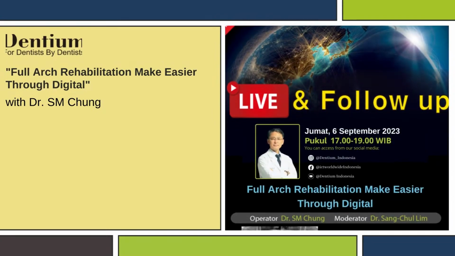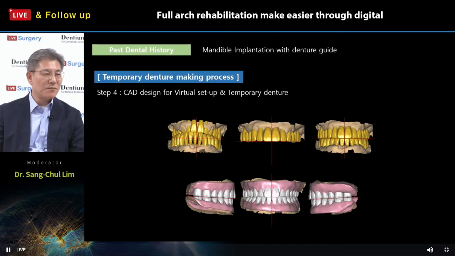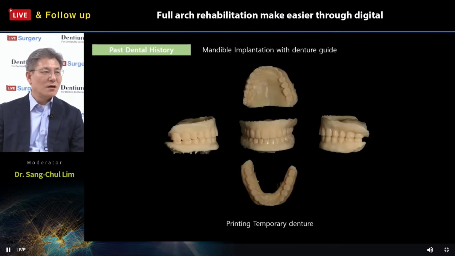Occlusal plan can be obtained. Okay, so CAD-designed virtual setup and temporary denture. This process gives us good information: the teeth size, the midline, and the occlusal plan. All this information is a very important factor in making a final restoration in the case of a full edentulous mouth. So after that, we can make this printed denture.